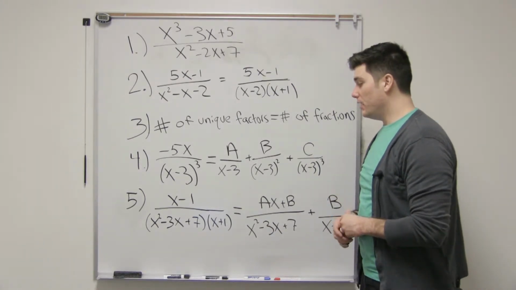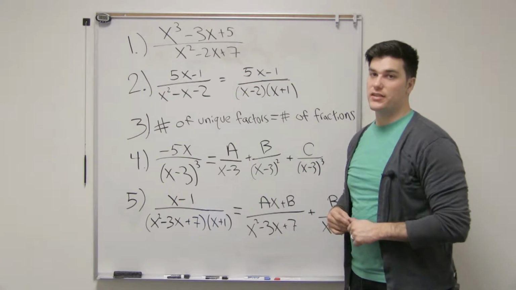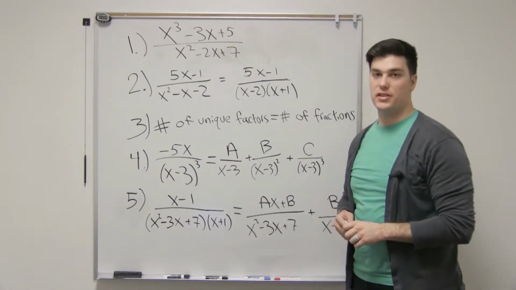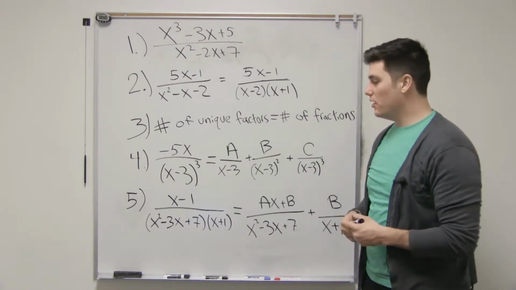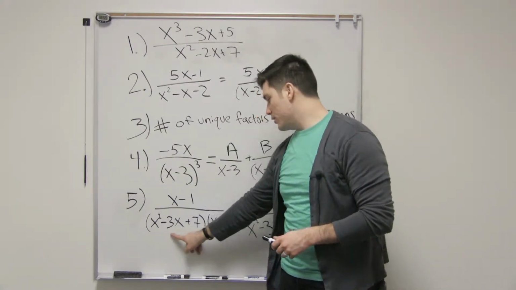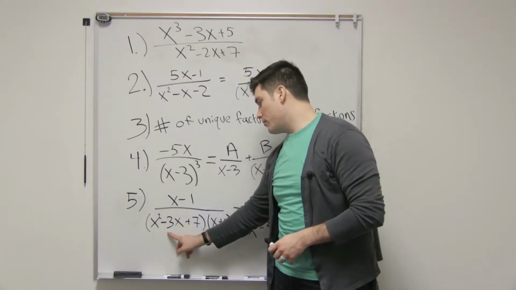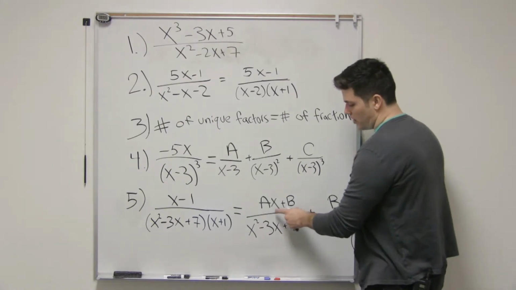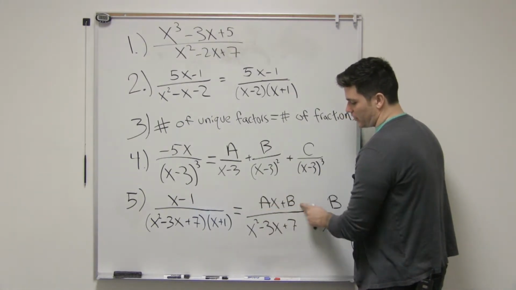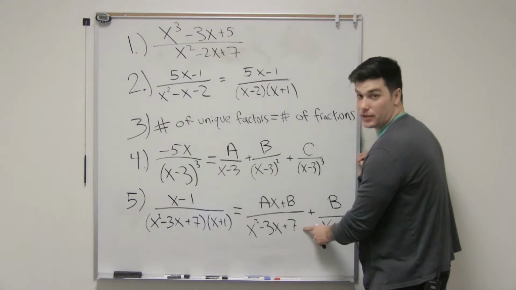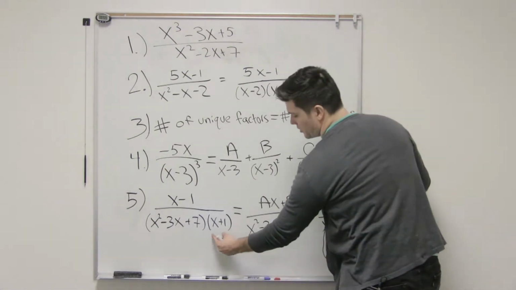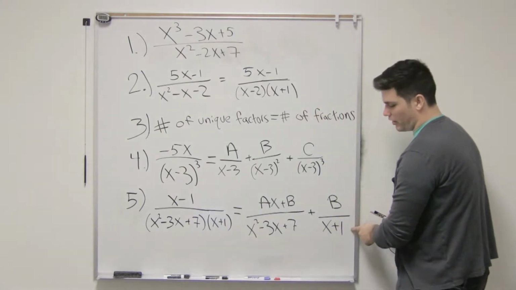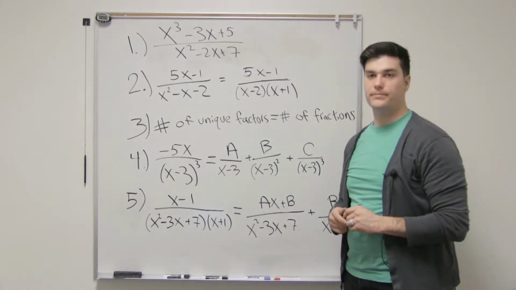And finally, if one of the unique factors is nonlinear, then the top part of that decomposition will be 1 degree less. For example, one of the factors in this fraction is an x squared minus 3x plus 7. So that gets set equal to a linear function, ax plus b over that unique factor. And we can see the other one's just a simple x plus 1, a linear factor. So that's just the normal b over x plus 1 that we've seen already.